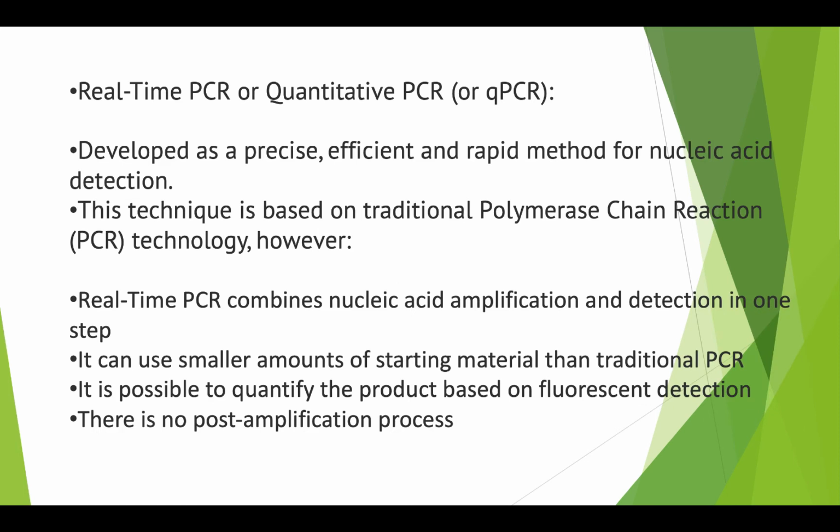So real-time PCR or quantitative PCR was developed as a precise, efficient, and rapid method for nucleic acid detection, and of course it is a polymerase chain reaction. So you are multiplying and detecting DNA at the same time. It is based on the traditional method we talked about. However, real-time PCR combines amplification and detection in one step. That's what we just mentioned. It can use a smaller amount of starting material than traditional PCR. It is more sensitive. It is possible to quantify the product based on fluorescent detection.